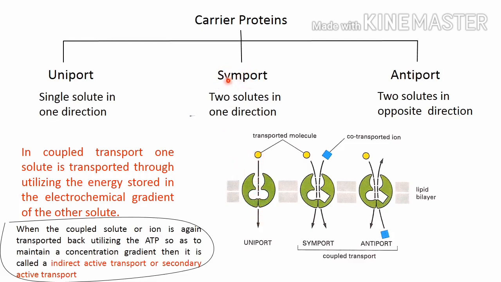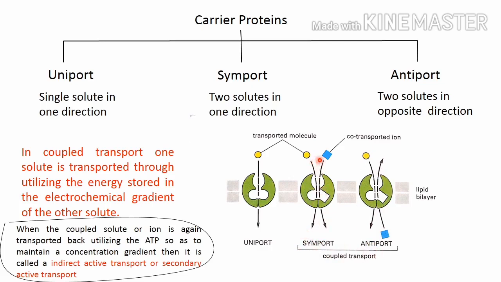And symport transports two solutes in one direction. Here we can see that this carrier protein transports these two molecules together in the same direction. And the third one is the antiport, where one molecule is transported in one direction and the other molecule is transported in the opposite direction. This is called the antiport. And here we can see that symport and antiport are together known as coupled transport.